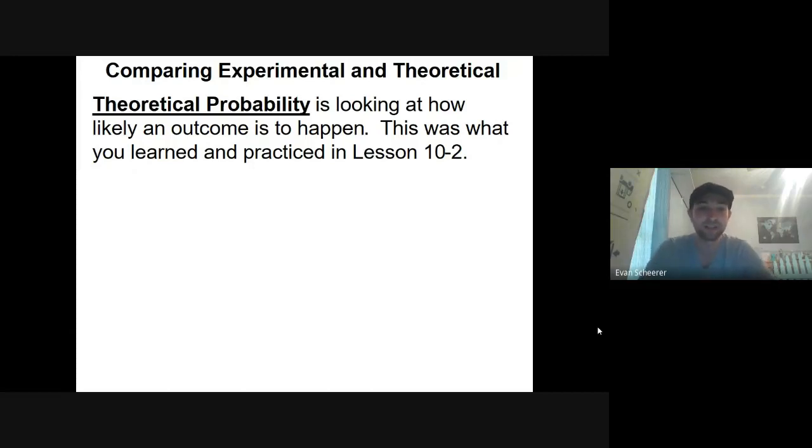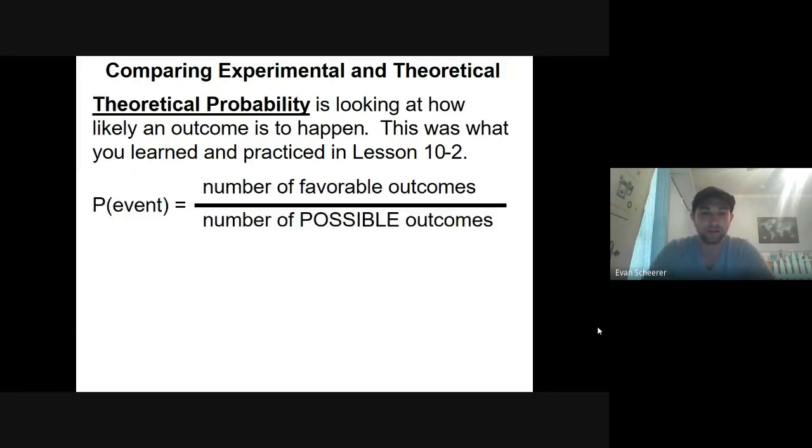Theoretical probability is looking at how likely an outcome is to happen. It's the same as we learned in practice in 10.2, so nothing new, right? Favorable outcomes over possible outcomes.